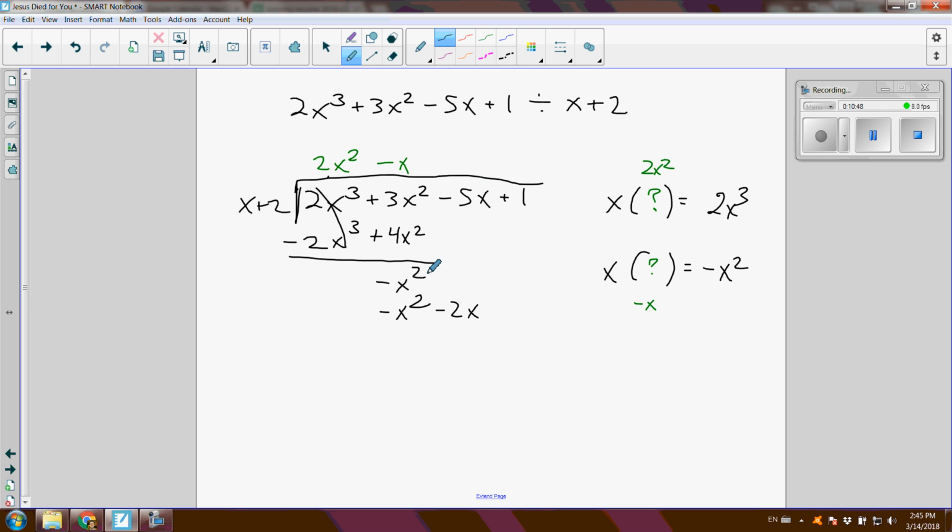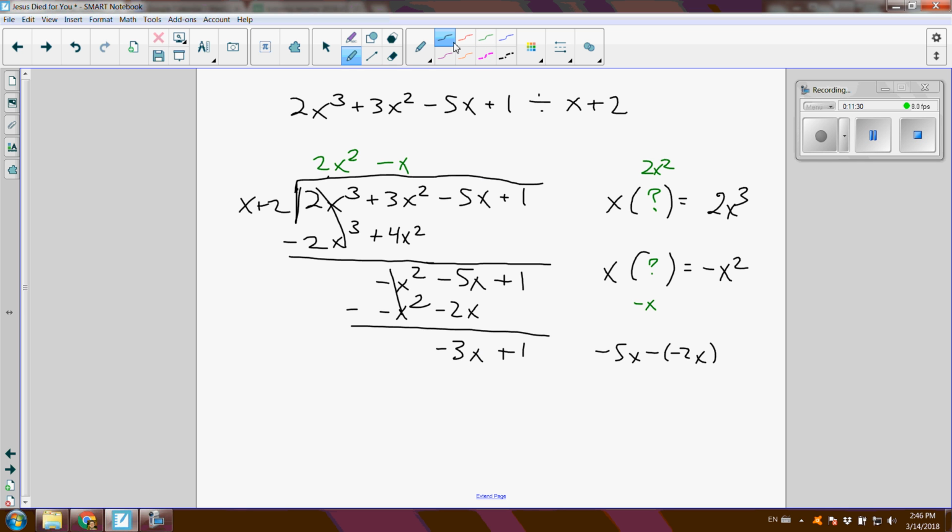Oh, I forgot a step. We need to bring down our minus 5x plus 1, just like in the long division algorithm. So now we're subtracting again. Negative x squared minus negative x squared again cancels out. Negative 5x minus negative 2x. Subtracting a negative is the same as adding, so negative 5x plus 2x is negative 3x. And then we bring down plus 1.